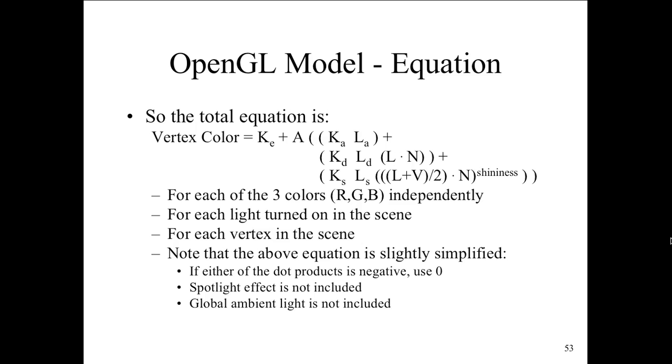So the total equation is going to be calculated from the RGB independently, and then each light turned into the scene is going to be calculated, and then from the vertex in the scene as the origin it is going to be calculated out to the distance point. Note that the above equation is slightly simplified. Yes, it is. I'm not going to go through it because it's too simplified. You don't have to do it. If either of the dot products are negative, you use a 0. Spotlight effects are not included. Global ambient light is not included. It's basically just for projected light.